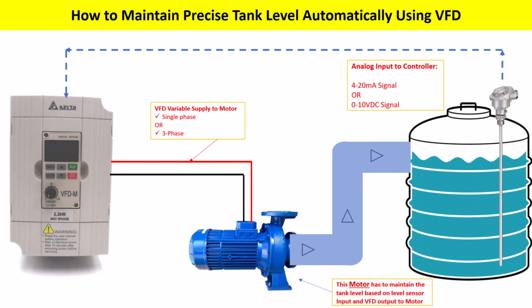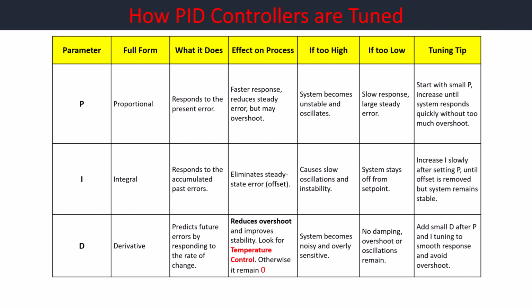In summary, this setup is simple, reliable, and efficient. No external PLC or PID controller is needed. Just a level sensor, VFD with built-in PID, and a motor. That's it. So the next time you think about tank level control, remember, a VFD with built-in PID can do it all, taking analog input, adjusting motor speed, and keeping your process running smoothly and automatically. I hope this helped you understand how easy and powerful tank level control through a VFD can be.